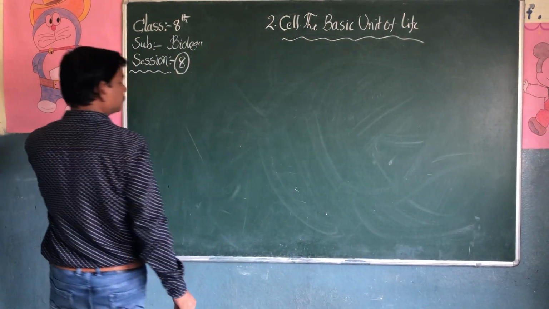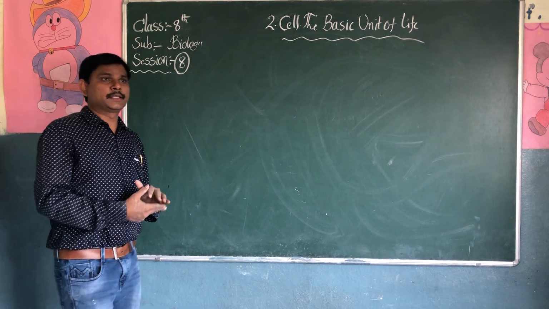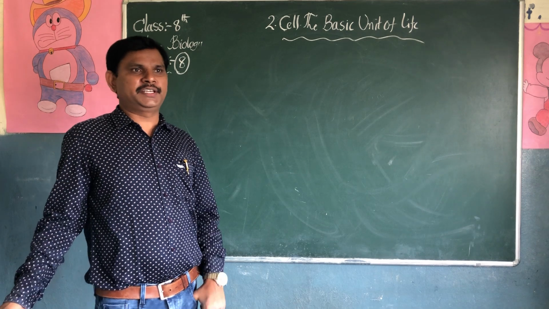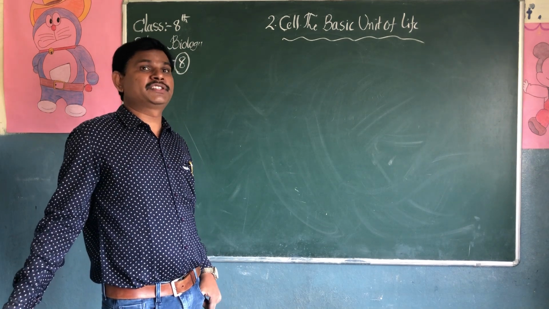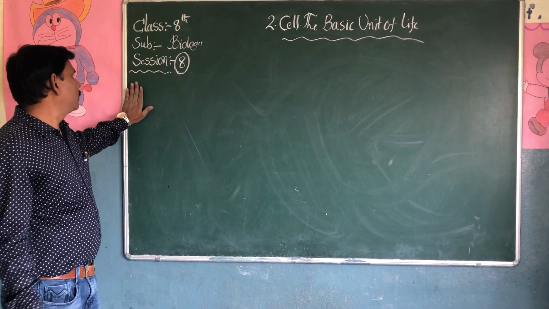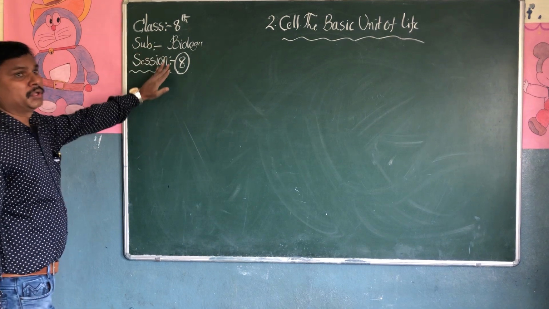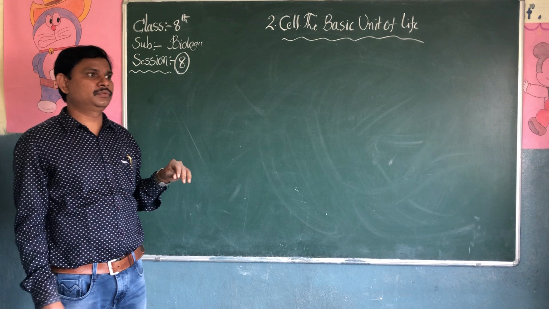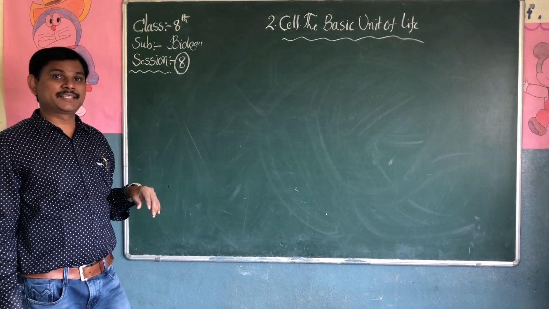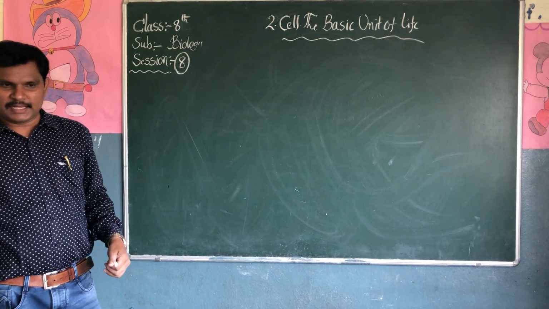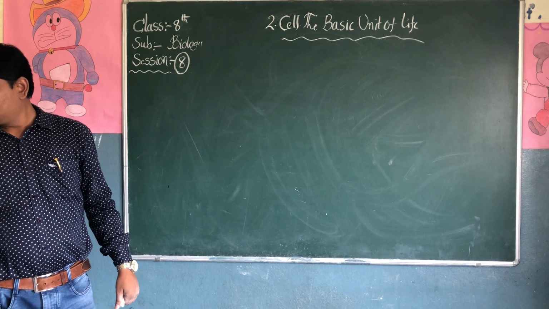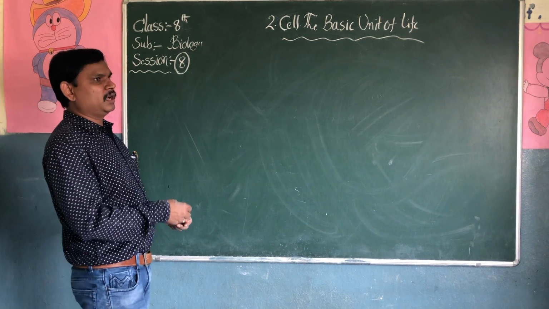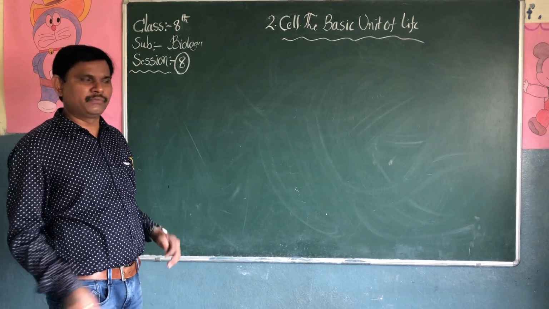Hi students, in last class we discussed observation of cheek cells in human beings, observation of nucleus in onion, observation of nucleus in cheek cell. In today's class we are going to discuss observation of cells in leaf.